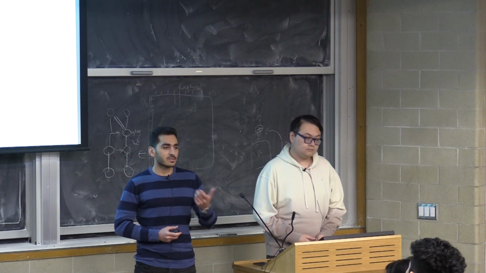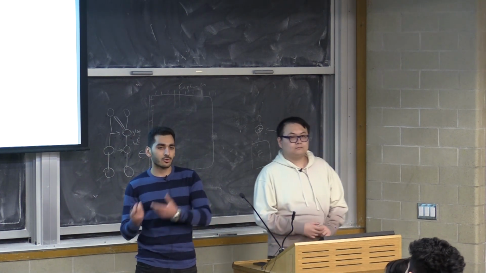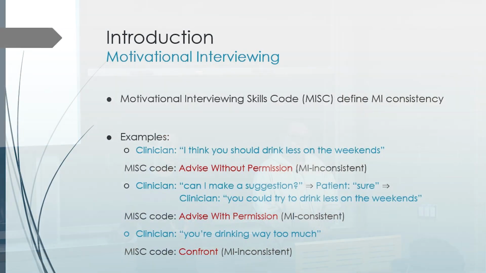We define MI consistency of a sentence according to the MISC code that's assigned to it. MISC stands for Motivational Interviewing Skills Code. These are examples of MISC encoded sentences. In the first example, the clinician is giving advice without asking for permission, and that's MI inconsistent, as opposed to the second example, in which the clinician gives advice but after being granted permission.